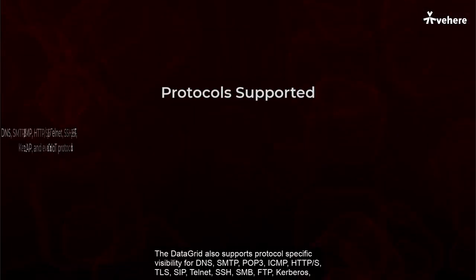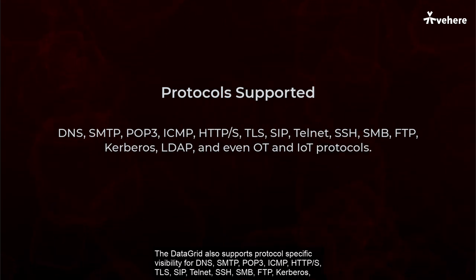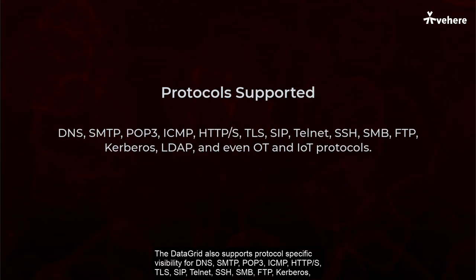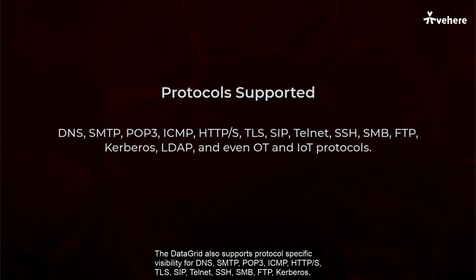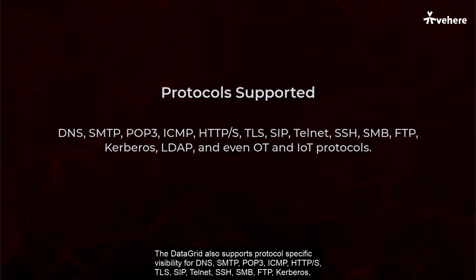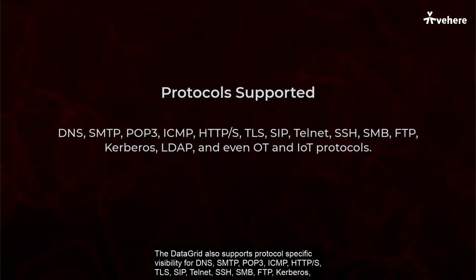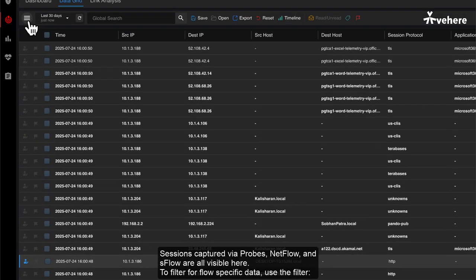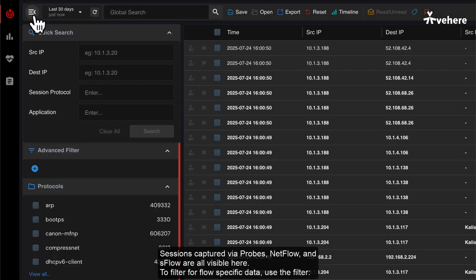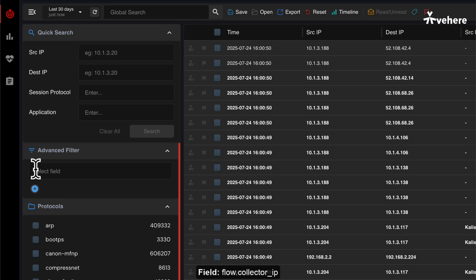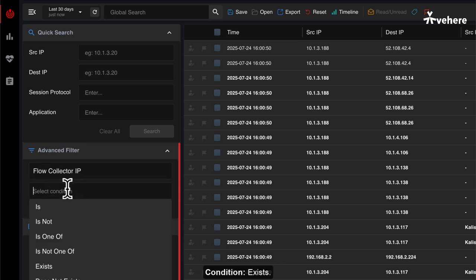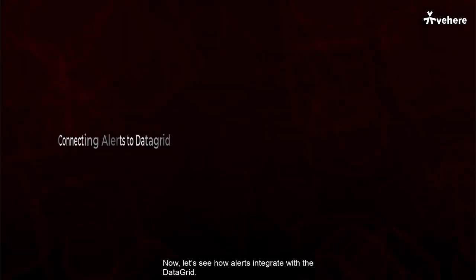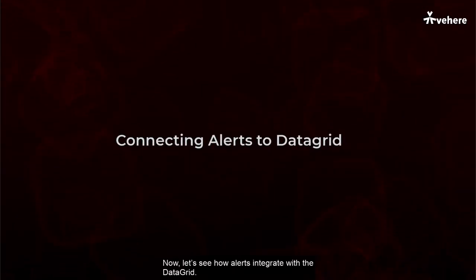The DataGrid also supports protocol-specific visibility for DNS, SMTP, POP3, ICMP, HTTP, TLS, SIP, Telnet, SSH, SMB, FTP, Kerberos, LDAP, and even OT and IoT protocols. Sessions captured via probes, NetFlow, and SFlow are all visible here. To filter for flow-specific data, use the filter field flow.collector IP. Condition exists.